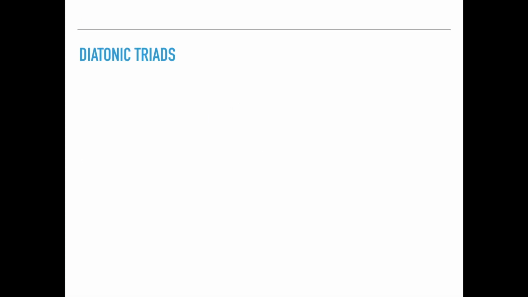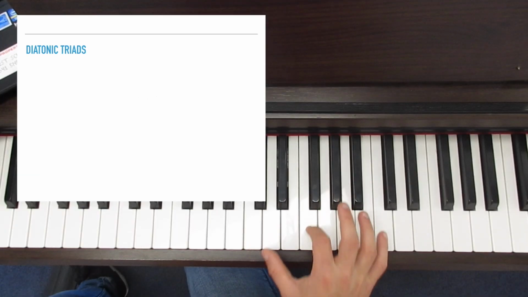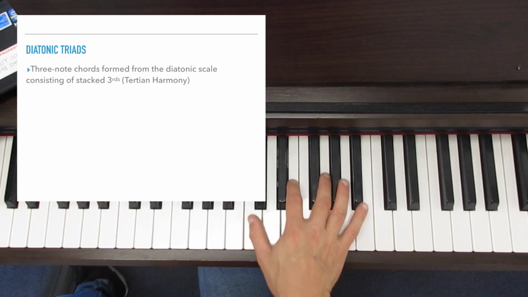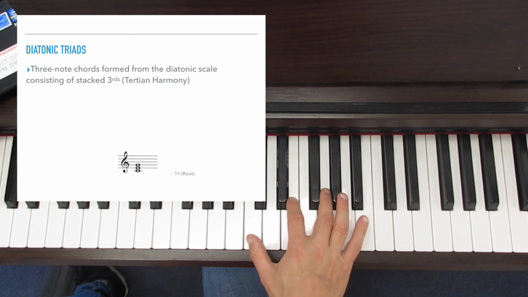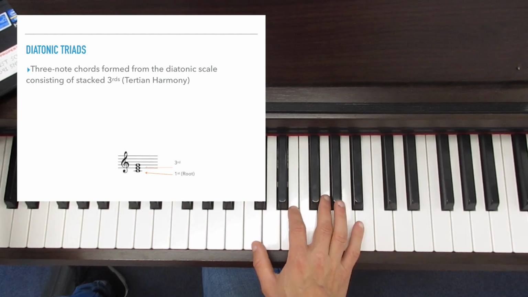Right, so just in summary, diatonic triads. We've talked about the diatonic scale being a 7-note scale, and diatonic triads are triads based on notes from that diatonic scale. They're 3-note chords formed from the diatonic scale of stacked thirds, thirds stacked on top of each other. This is known as tertian harmony, when you've got thirds one on top of the other.